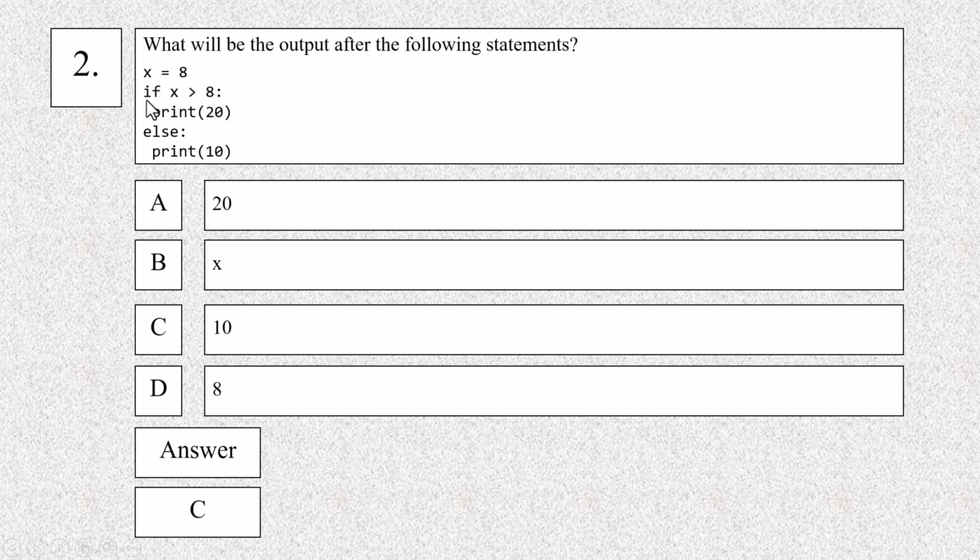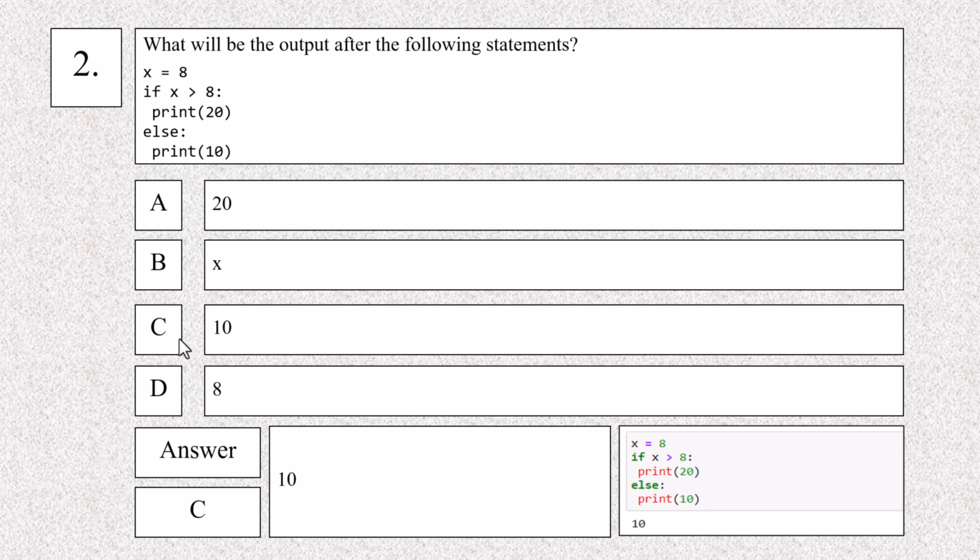Because whenever it checks the decision x greater than 8, here our value of x is 8, but 8 is not greater than 8, that is why it will go to the else part and it will print 10. For that reason it will give output as 10. That is why the correct answer will be option C. If you copy and paste the code and run it in the Jupyter notebook, it will give the same result. Go to the next question.